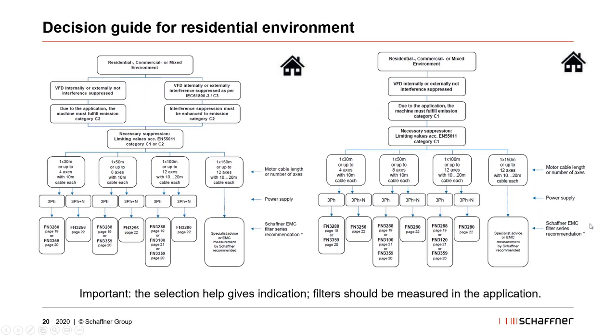Okay, same here for the residential environment. So also there you need to distinguish, is there already something in the drive or not? And which kind of category you want to reach, and then cable length and number of axes. And at the end, there's also the filters you can select for those kind of applications. So I think this is straightforward, and if you review the document later on, you will directly understand how it works.